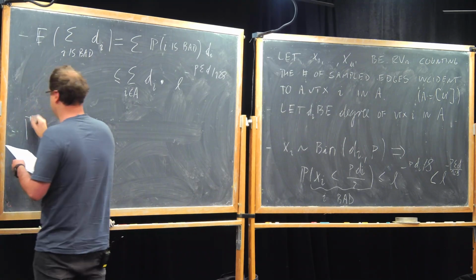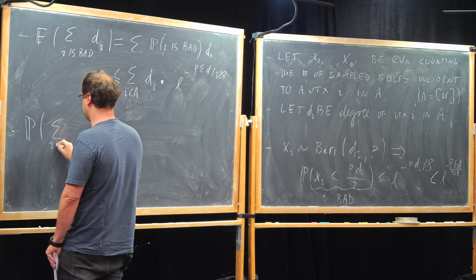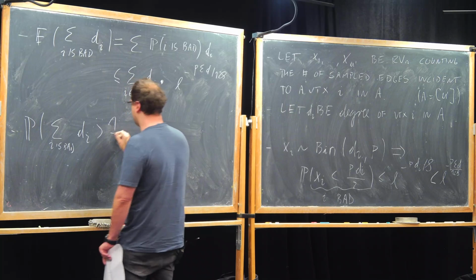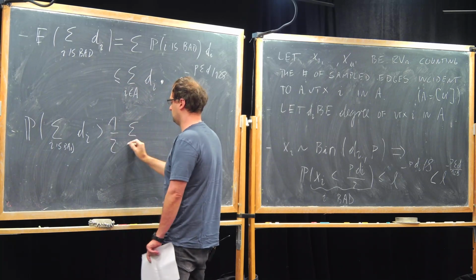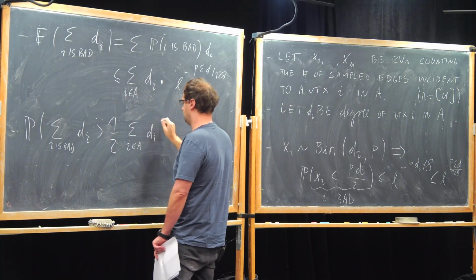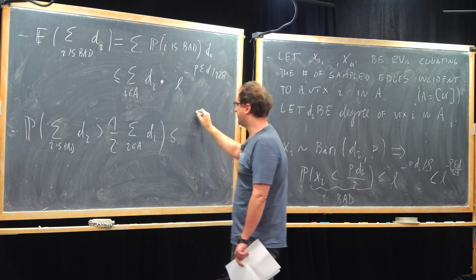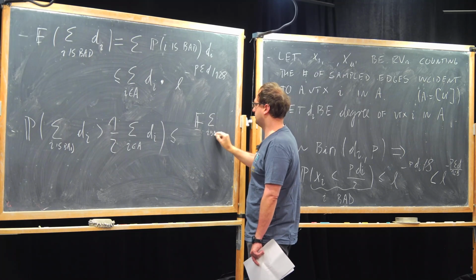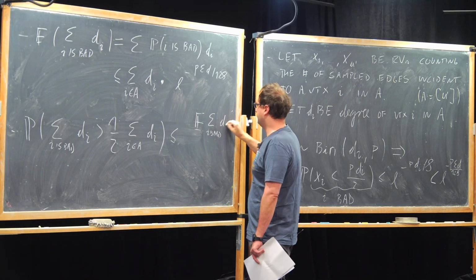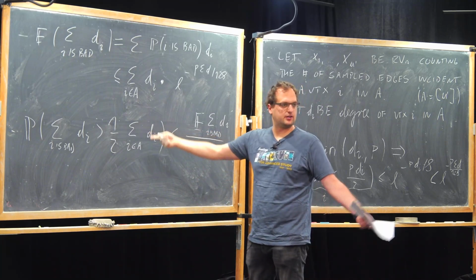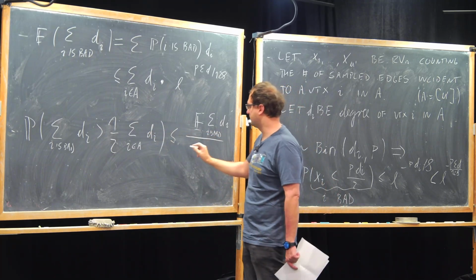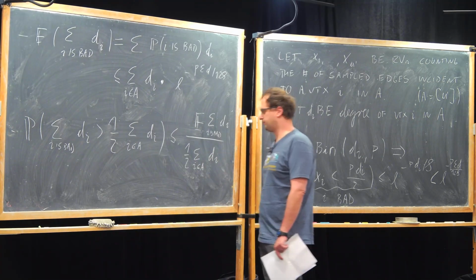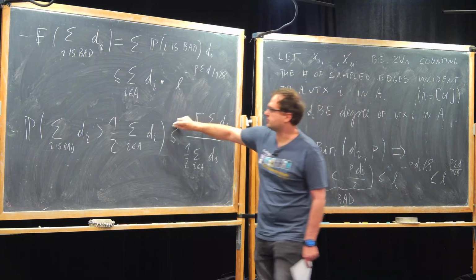Right, so the probability that the sum over I is bad of di is bigger than a half of the total sum is, by Markov's inequality, at most the expectation of the thing on the left, so the sum over I is bad of di, divided by what we want to lower bound. So this is 1/2 times the sum over I in A of di. Right, and this is Markov's inequality.